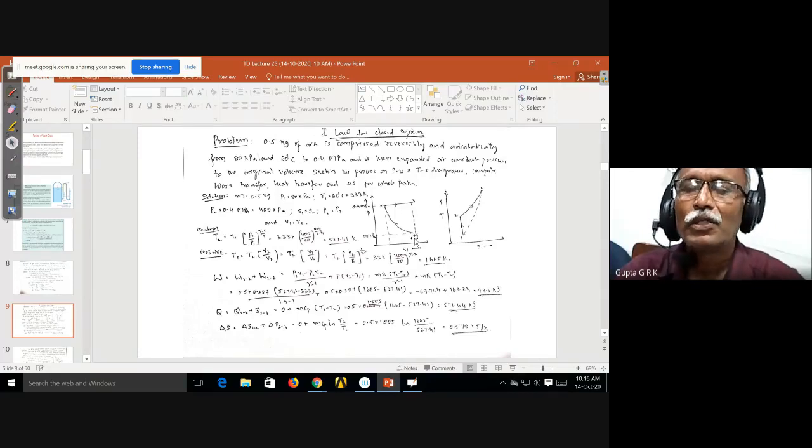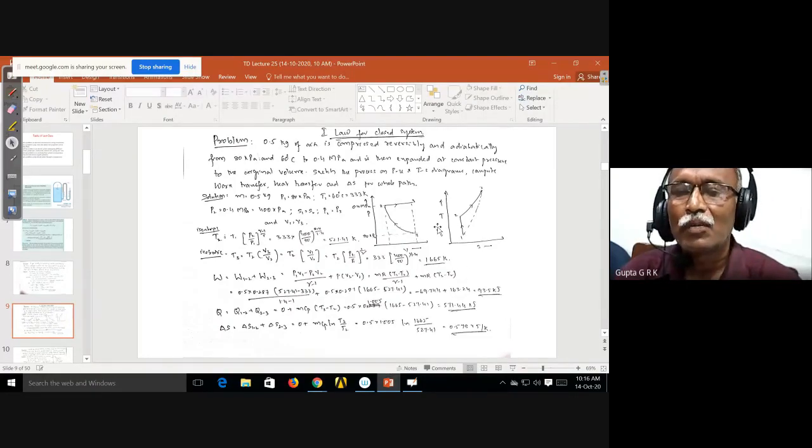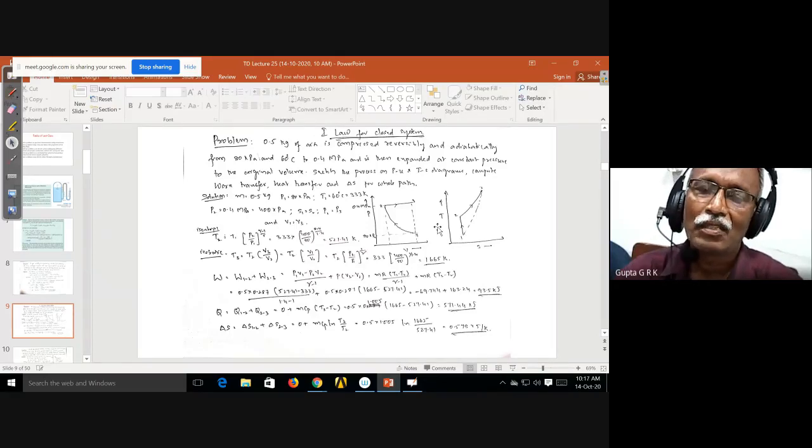Once I know delta U and W, I can find out Q. So in that way, I should be able to find out the heat transfer, work transfer, change in internal energy, change in enthalpy. They may ask, finally, after 3 or 4 processes, whatever number of processes there are, what is the final total heat transfer? What is the total work transfer? Like that, you will be asked.